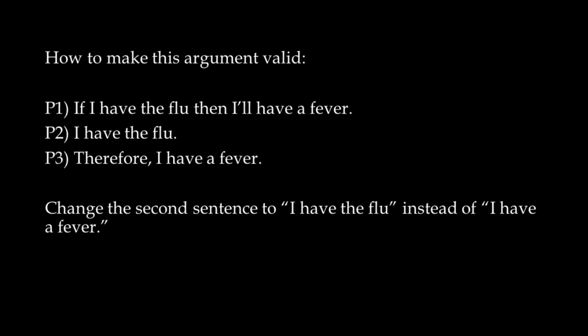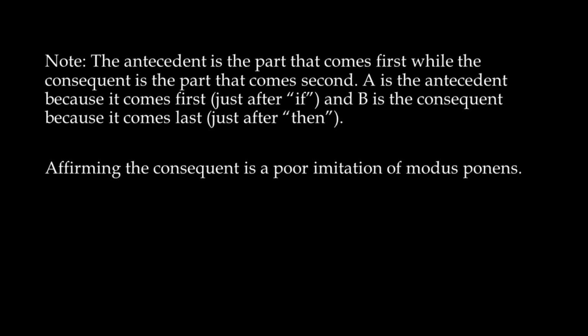How to make this argument valid? If I have the flu, then I'll have a fever. I have the flu, therefore I have a fever. Change the second sentence to I have the flu instead of I have a fever. Note, the antecedent is the part that comes first while the consequent is the part that comes second. A is the antecedent because it comes first, just after if, and B is the consequent because it comes last, just after then. Affirming the consequent is a poor imitation of Modus Ponens.